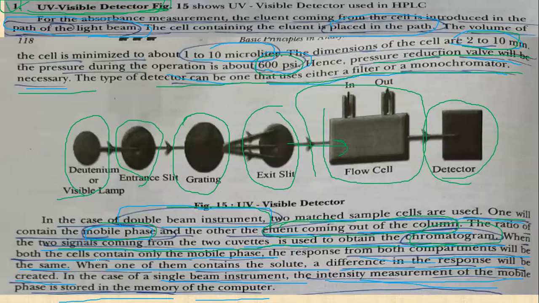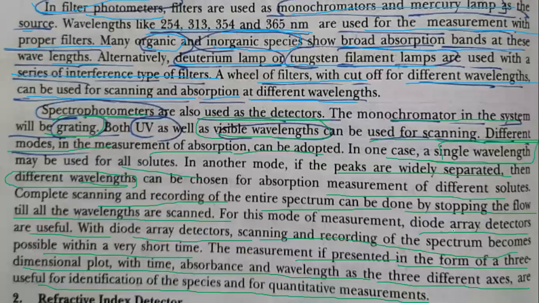Okay, when both cells contain only mobile phase, you should have no response on the detector. But if one of the cells contains the mobile phase along with the sample component, then definitely there will be a difference in the signal observed on the detector, and that difference we use for the detection of the sample component. Okay, and you will get the graph and everything on the computer. You need not worry about that. Our job is only to pass the sample through the system.